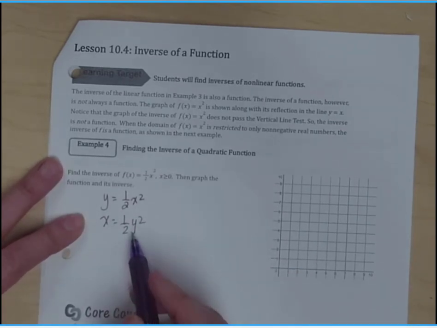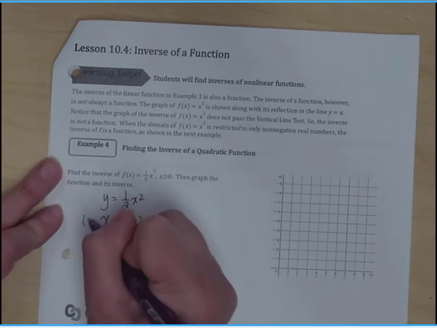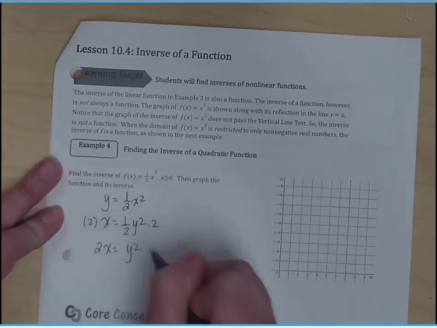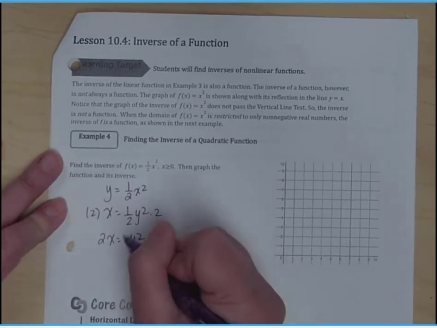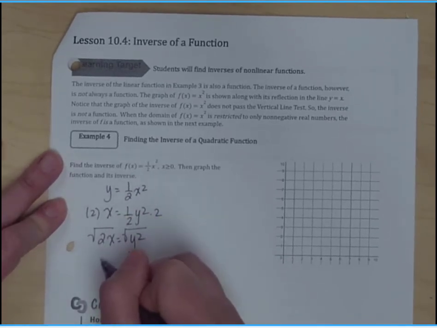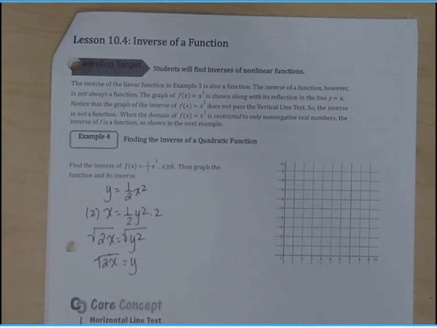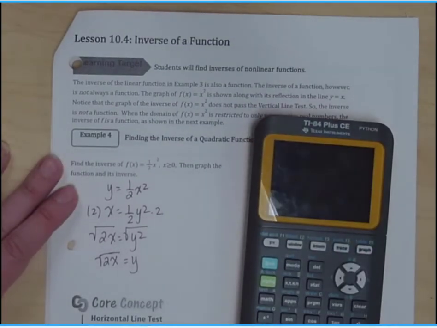Remember, I want to get y by itself. So I'm going to multiply both sides here by 2. So I have 2x equals y squared. The next thing I'm going to do is take the square root of both sides. So I end up with the square root of 2x equals y. So let's get out our graphing calculators here.